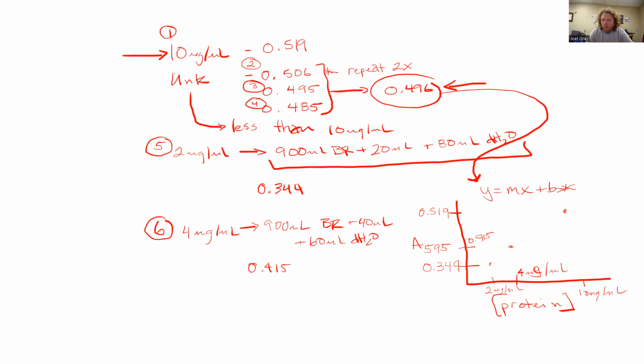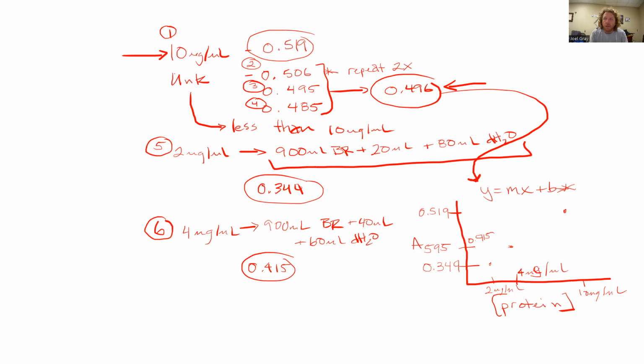Now, all the while that you're doing this practical, you are not expected, and in fact, I discourage you from trying to graph while you are doing this. I strongly recommend that you simply look at the absorbances that you get, 0.519, 0.344, 0.415, and that 0.496, and say, okay, what I want to do is effectively get absorbance values that are closer and closer to that 0.496.